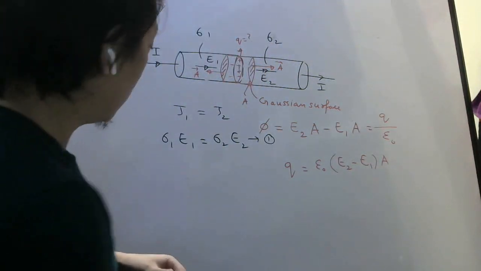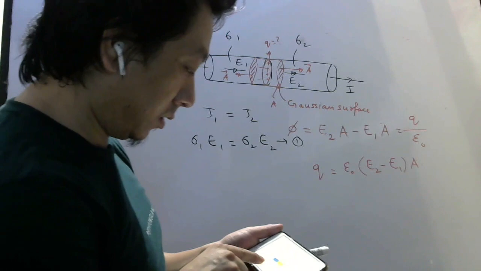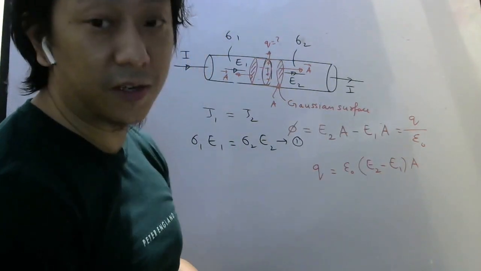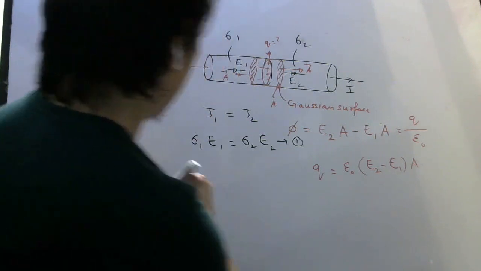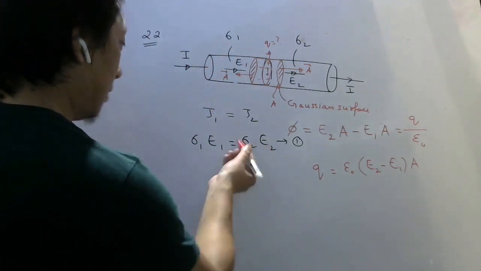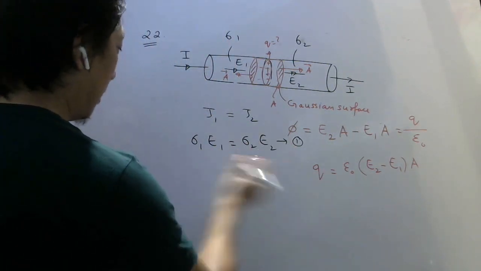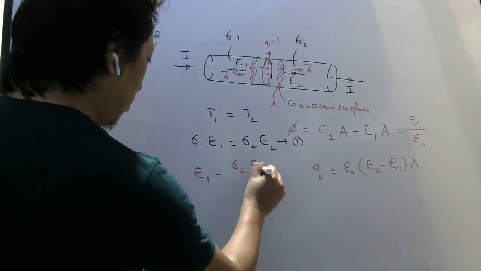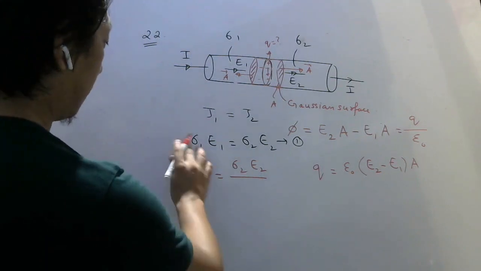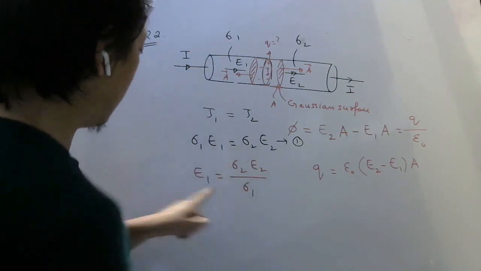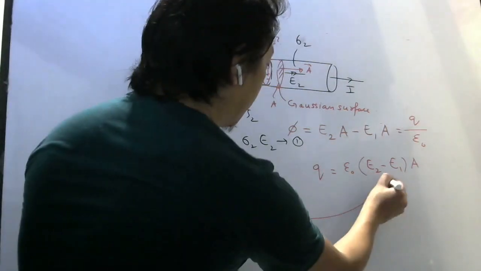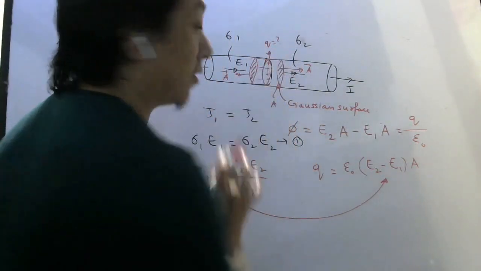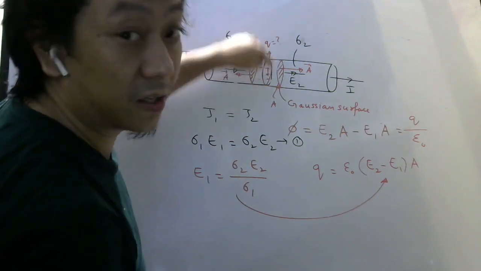Now, if you see the options, there is no E2, E1. It is in terms of conductivity. So what I can do now is from here I can write either E2 or E1. Let us decide. So E1 I can write sigma 2 E2 by sigma 1. Correct now? So let us substitute this E1 here. Then what will be the charge inside this Gaussian surface? Which means charge on the junction.